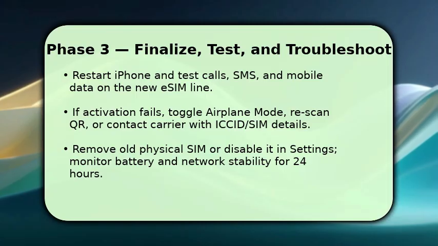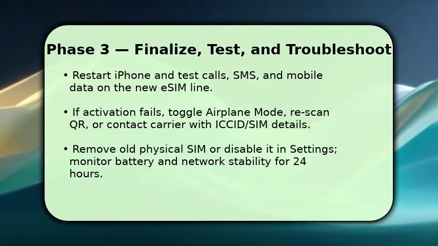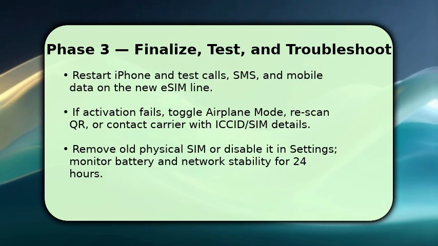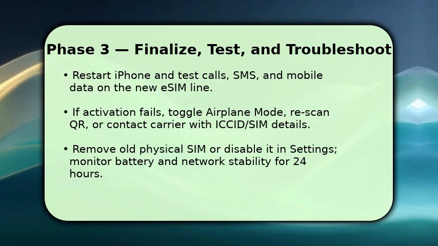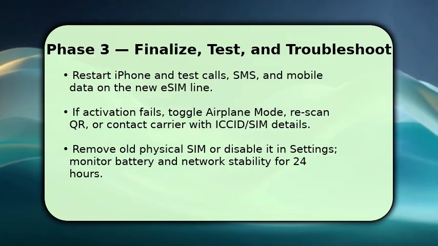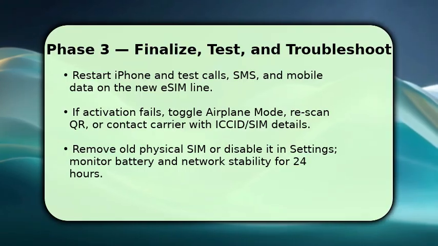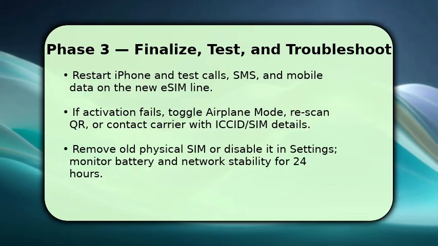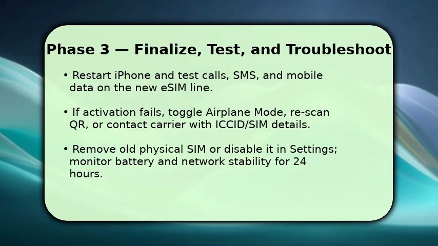You finish by restarting the iPhone and testing calls, SMS, and mobile data on the eSIM. Make sure voicemail and visual voicemail behave as expected. If activation fails, toggle airplane mode, retry the QR scan, or enter details manually. Then contact your carrier and provide the ICCID or activation code.